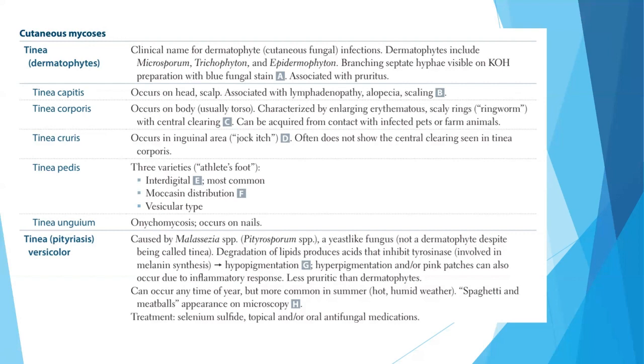occurs on nails. Tinea versicolor is caused by Malassezia species, which is a yeast-like fungus, and it causes degradation of lipids, producing acids that inhibit tyrosinase, and causes hypopigmentation. Hyperpigmentation and or pink patches can also occur due to the inflammatory response. It is less pruritic than dermatophytes. It can occur any time of the year, but is more common in the summer. A spaghetti and meatball appearance can be seen on microscopy, and treatment is selenium sulfide topical and other antifungal medication.